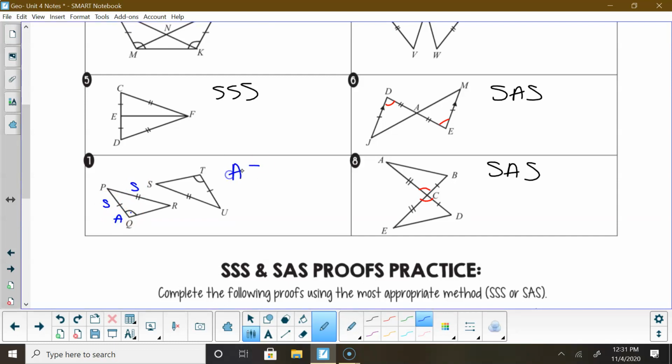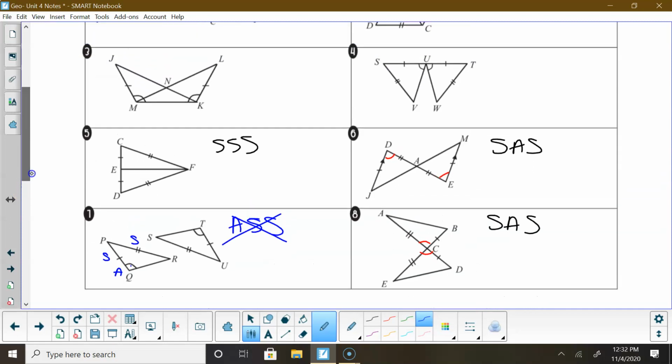This is no good, we can't do it. All right. What about 4? Look at the order of those again. Remember, path of least resistance. If I start at my inner angle, going angle, side, side again. Can't do it.